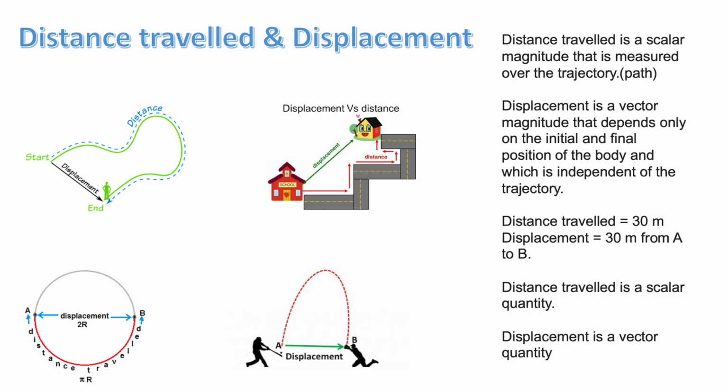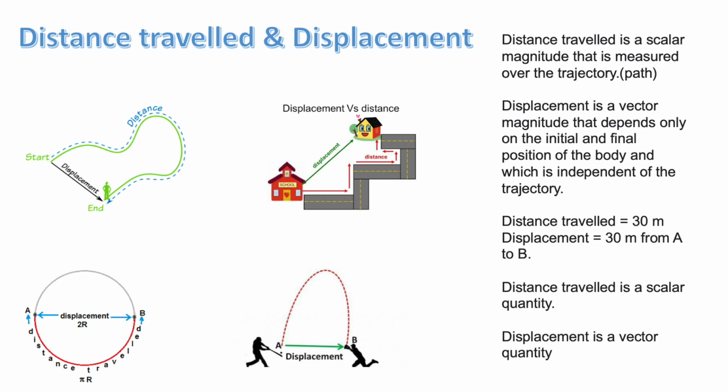Now you can see one person hitting a ball. It is starting from the point A and reaching the point B. Distance traveled by the ball is the total length of the path covered by the ball, and displacement is the distance, the straight distance between the point A and B.